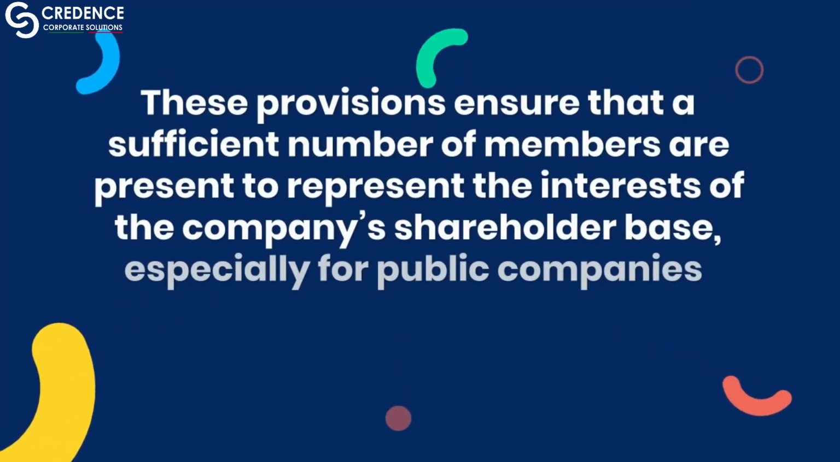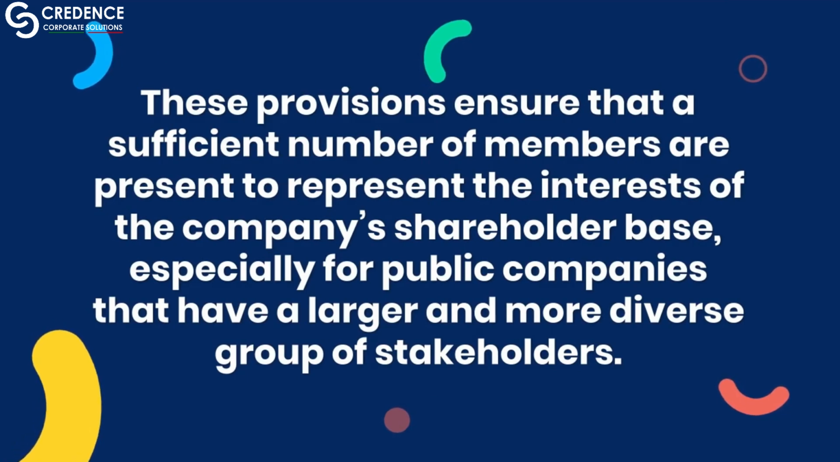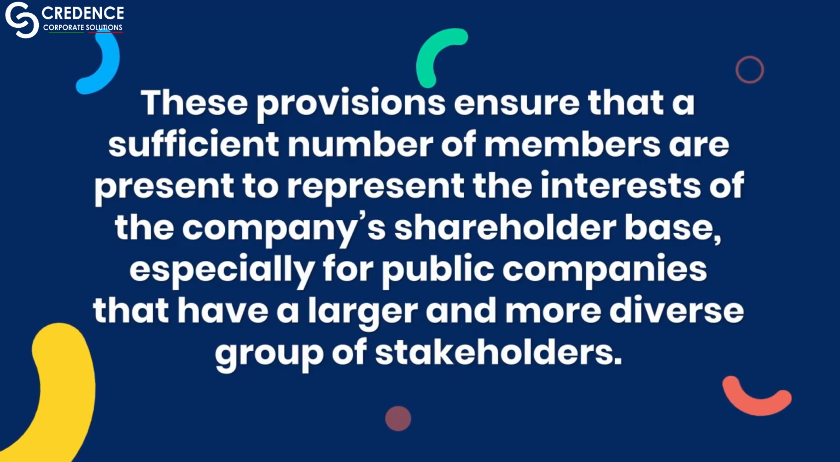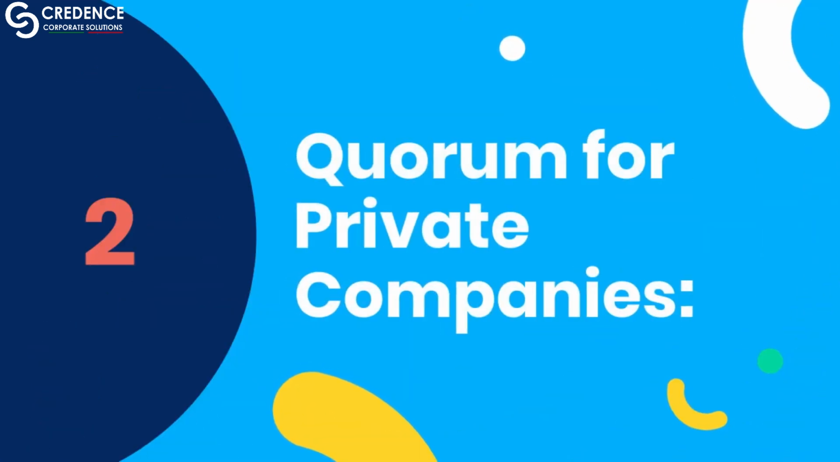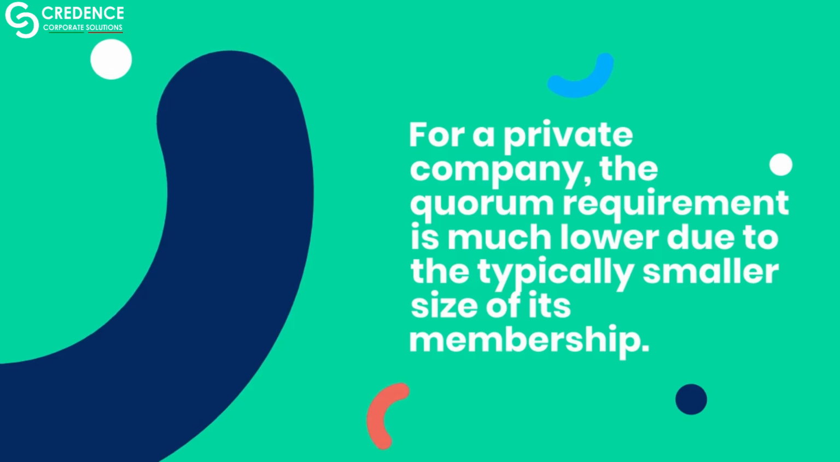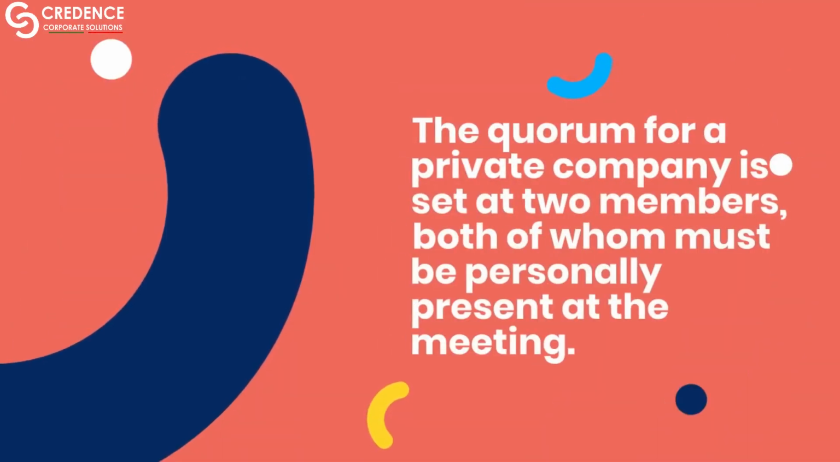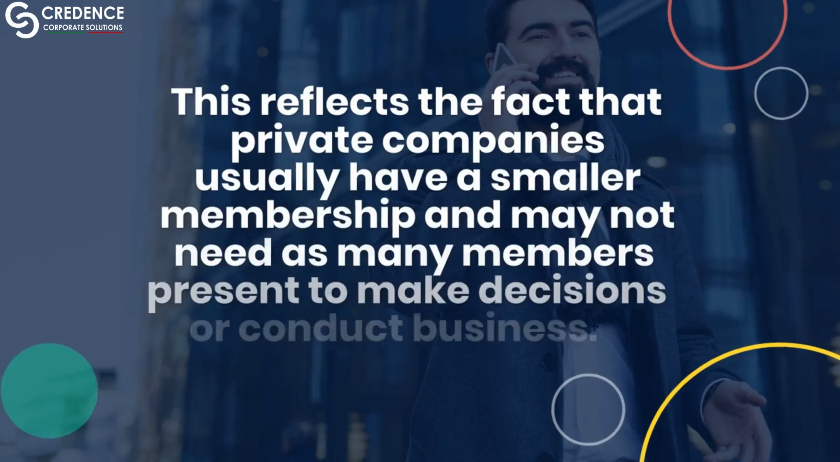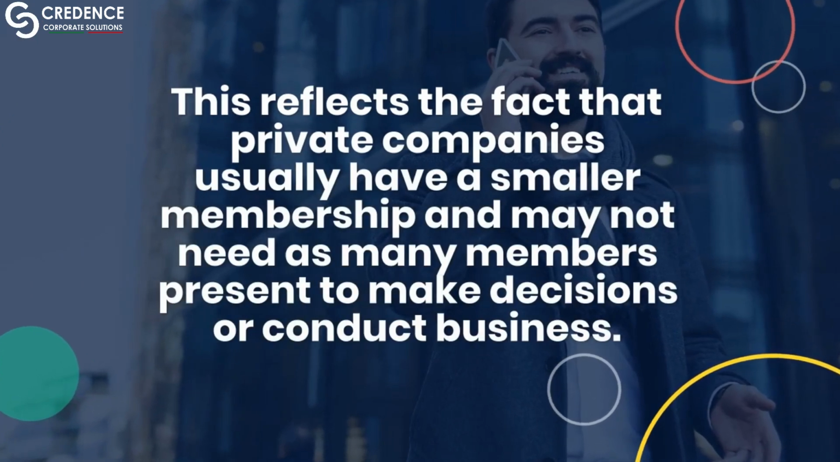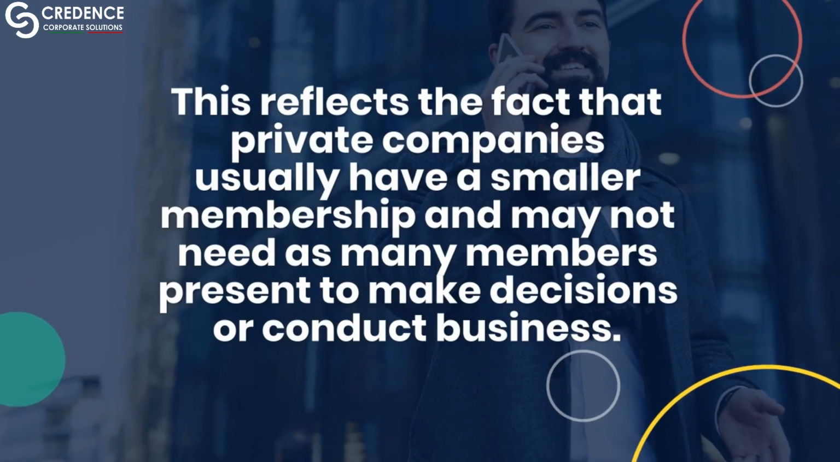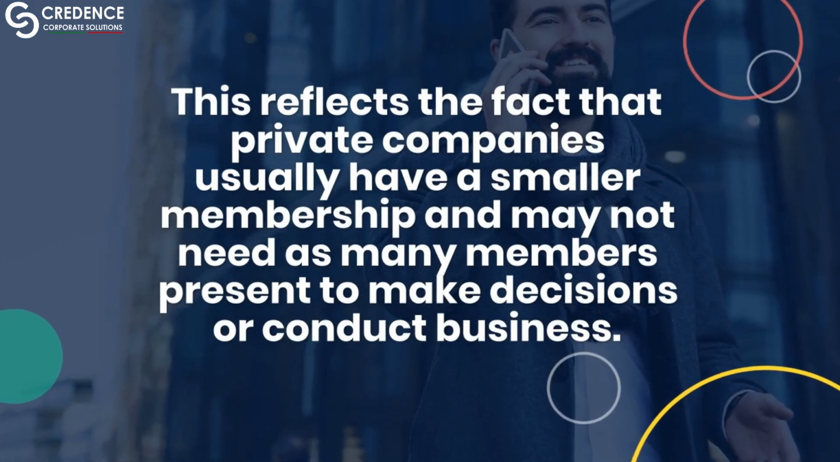These provisions ensure that a sufficient number of members are present to represent the interests of the company's shareholder base, especially for public companies that have a larger and more diverse group of stakeholders. 2. Quorum for private companies. For a private company, the quorum requirement is much lower due to the typically smaller size of its membership. The quorum for a private company is set at 2 members, both of whom must be personally present at the meeting. This reflects the fact that private companies usually have a smaller membership and may not need as many members present to make decisions or conduct business.